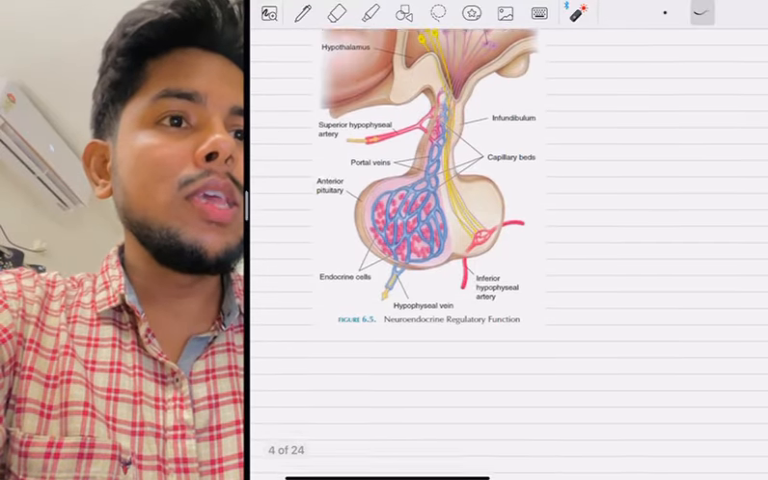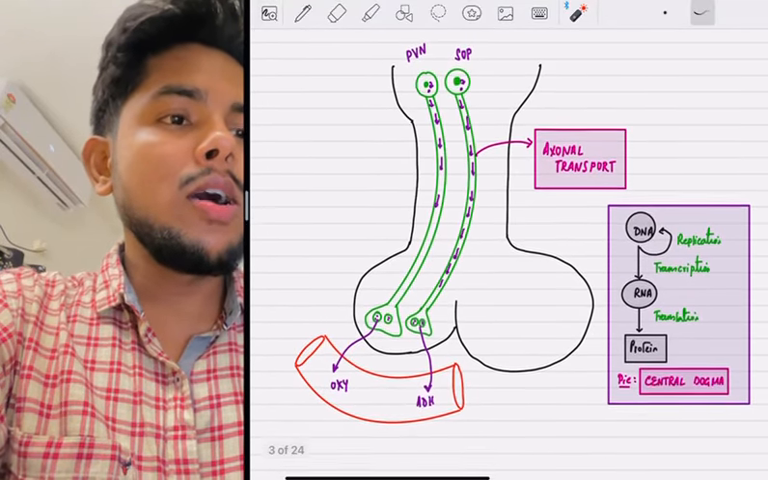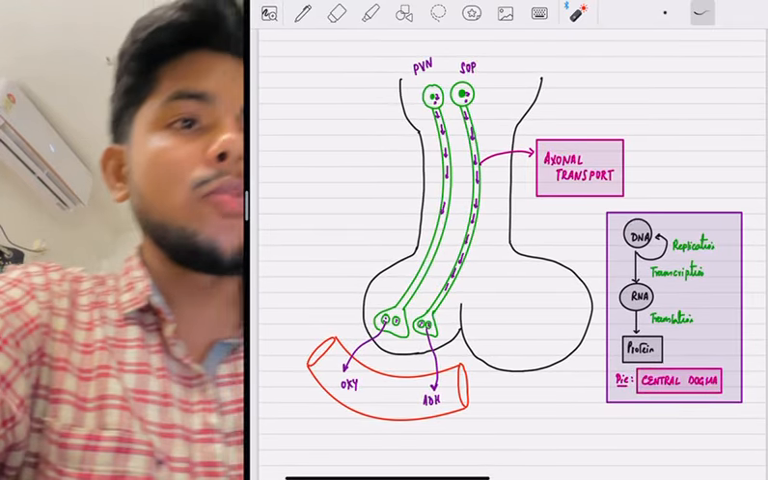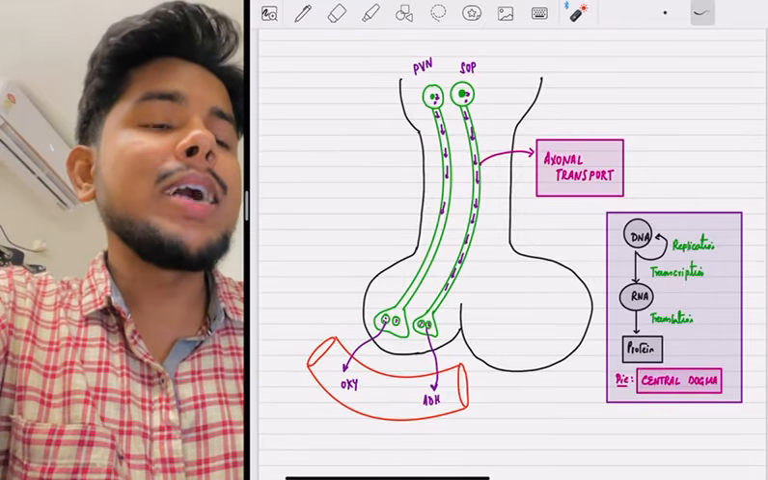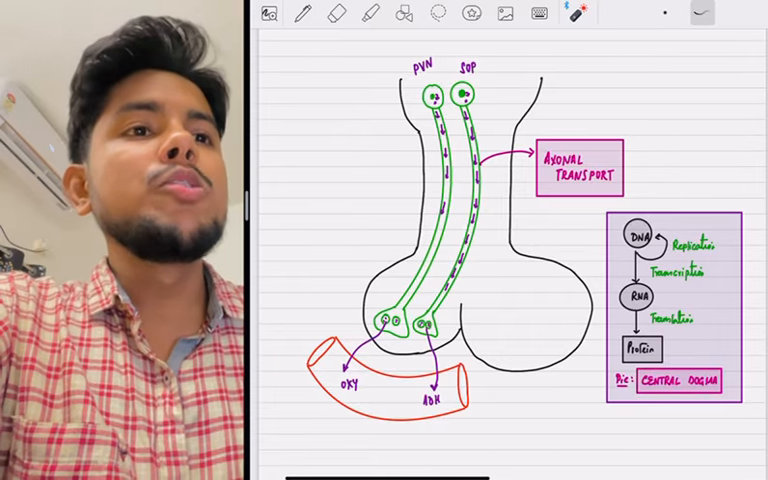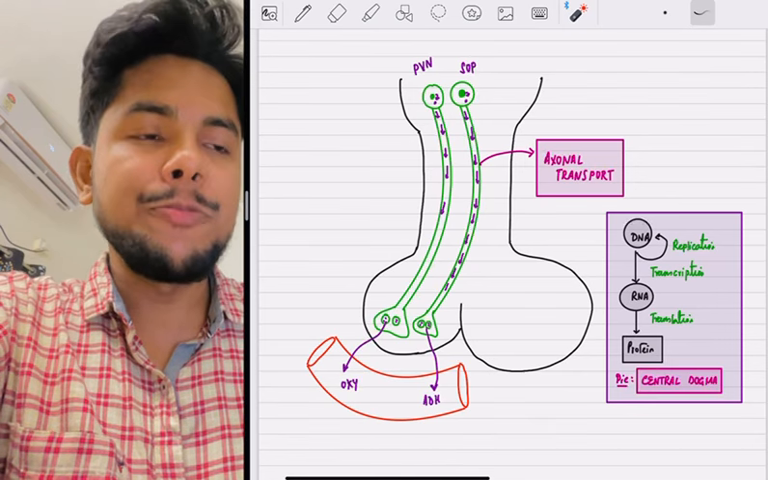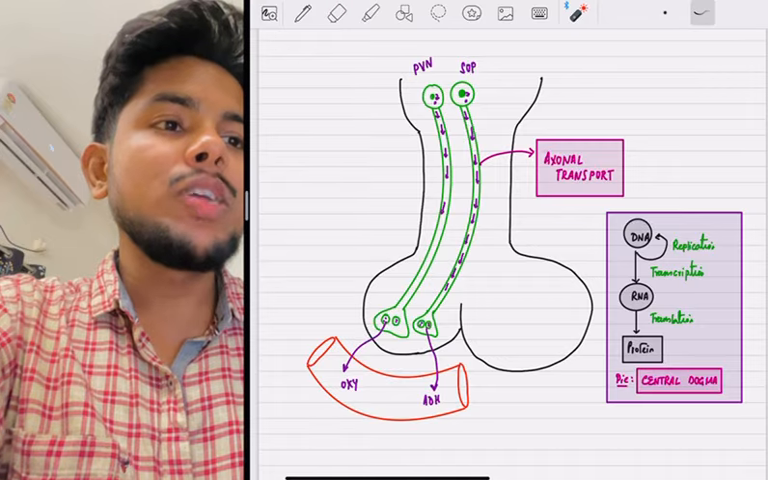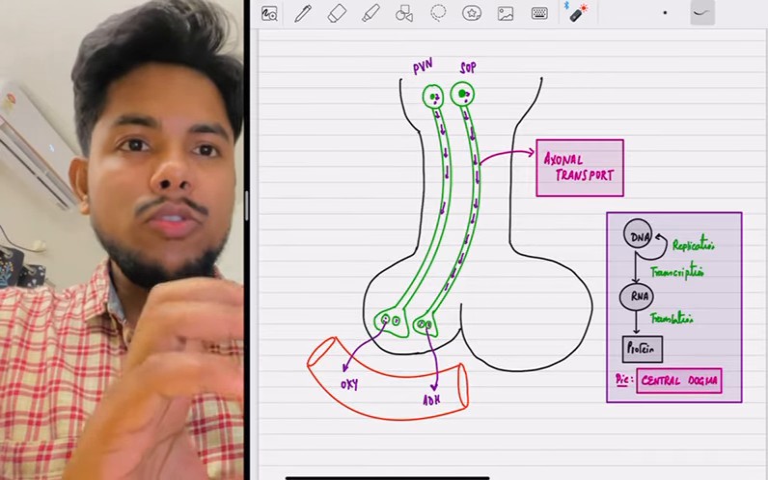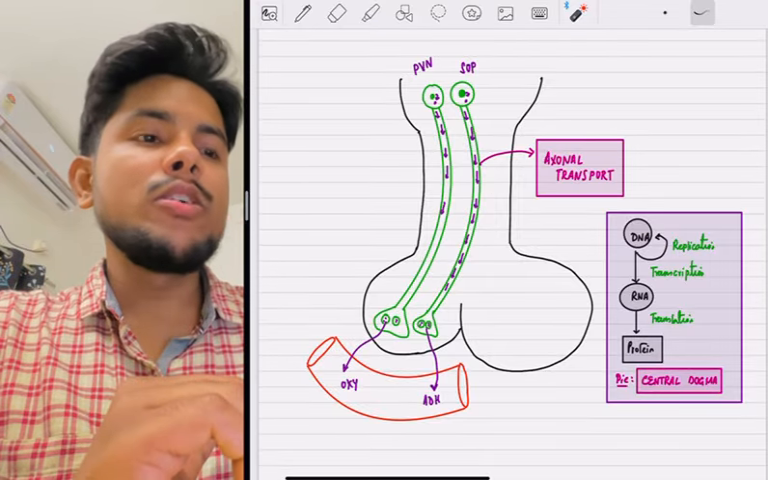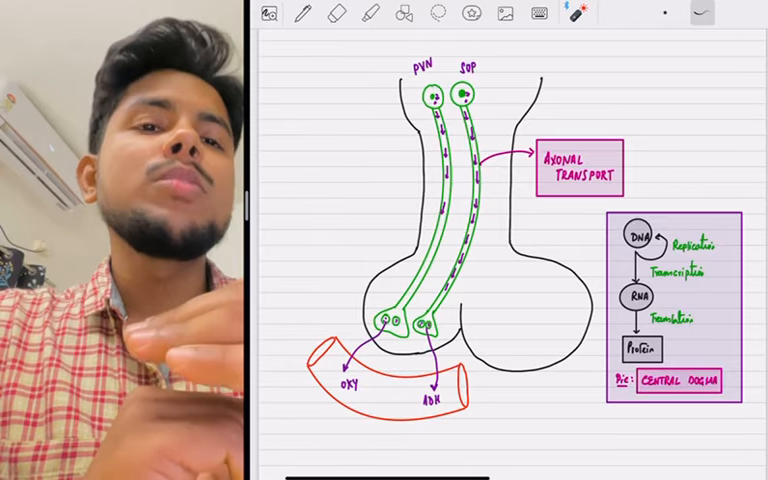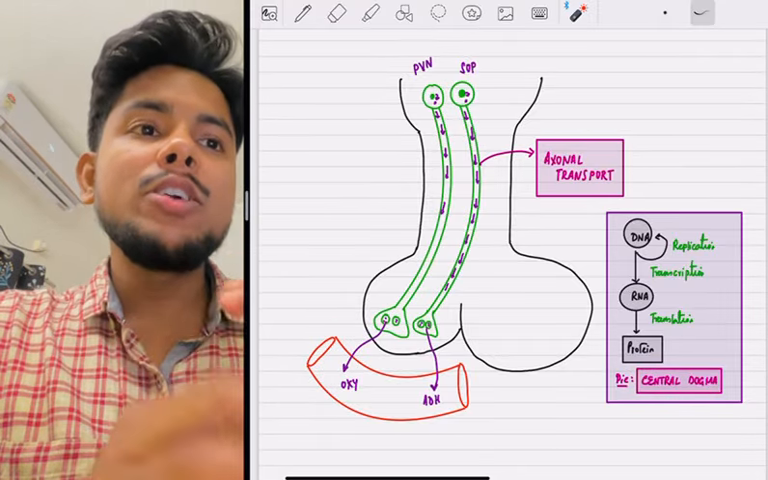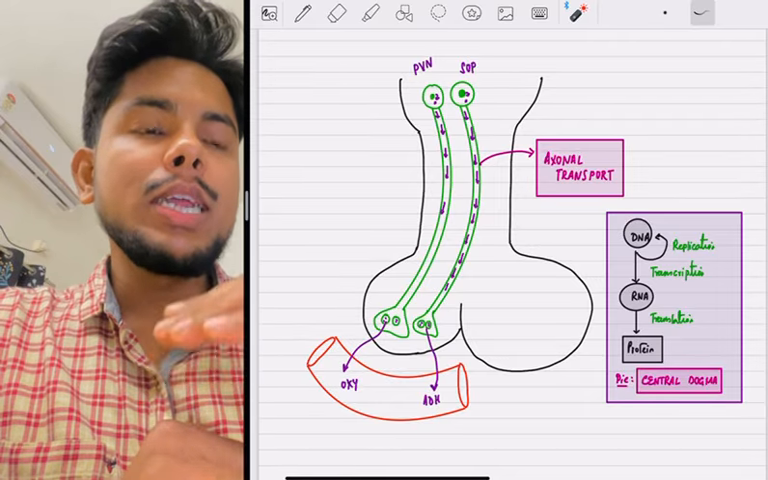Another very important thing I want everyone to please focus on is this particular diagram, depicting the neuronal connection between the hypothalamus and the posterior pituitary gland. There is a subtle difference between the physiology of the anterior pituitary gland and the posterior pituitary gland. The anterior pituitary hormones are synthesized, stored, and released from the cells of the anterior pituitary gland itself. But it is not like that in the posterior pituitary gland.